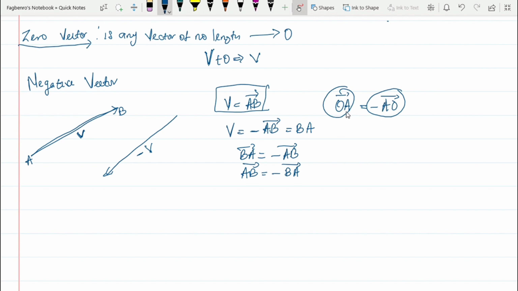Let's move on to another part that is very interesting in vector, and that is addition and difference of two vectors.